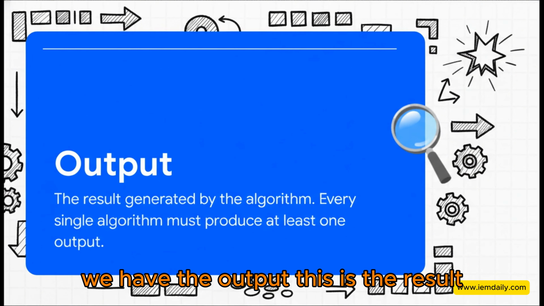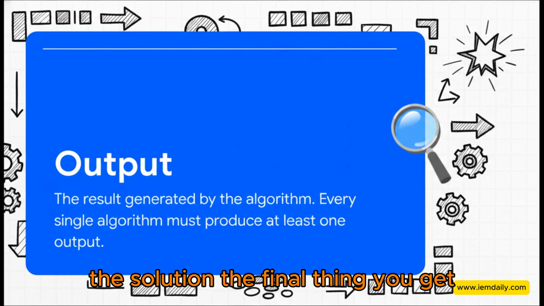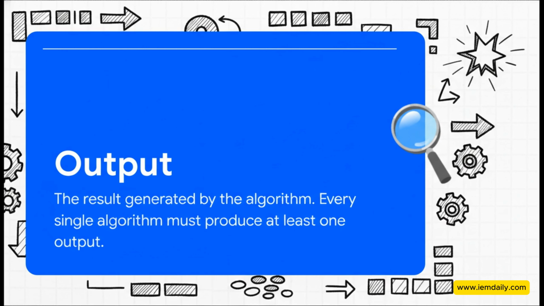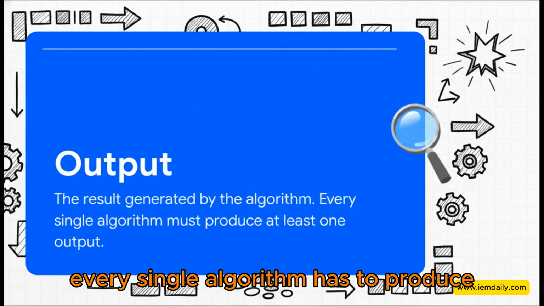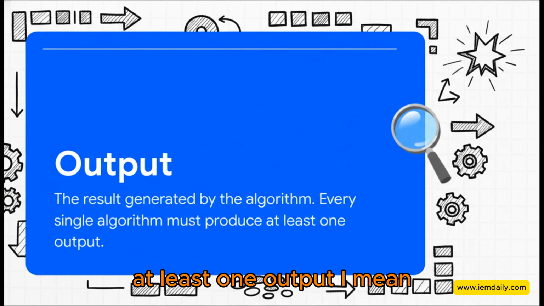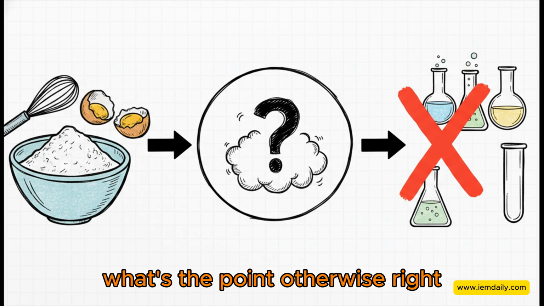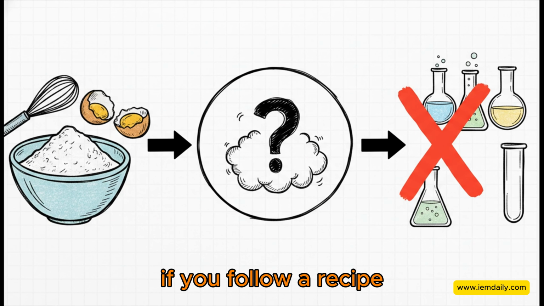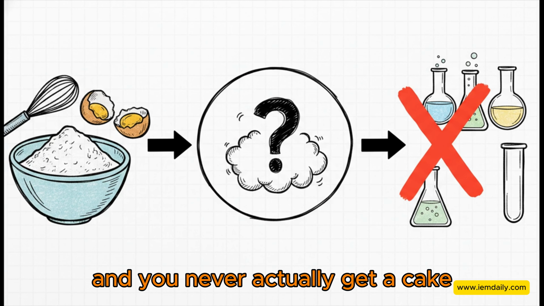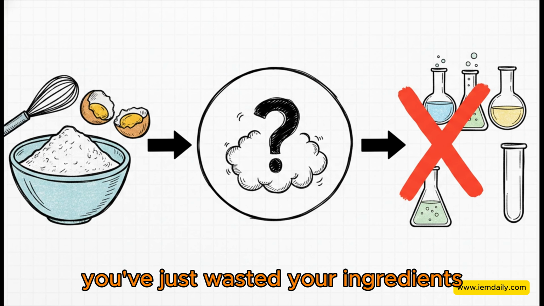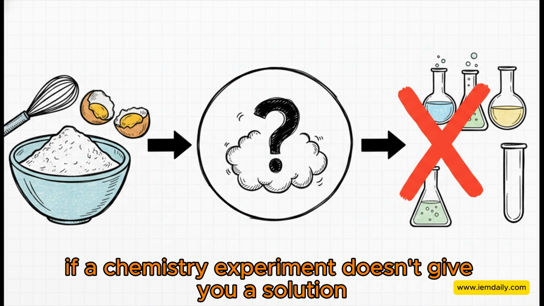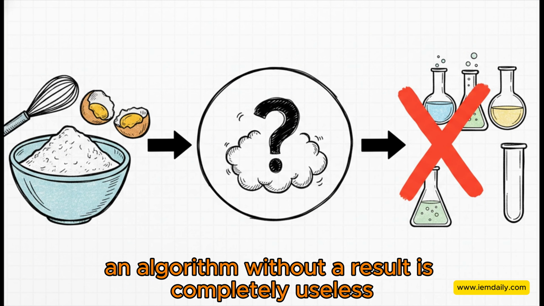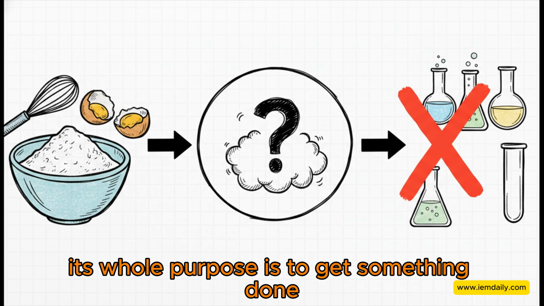Now, on the flip side of the process, we have the output. This is the result, the solution, the final thing you get. And here's the big difference from inputs. This part is not optional. Every single algorithm has to produce at least 1 output. What's the point otherwise, right? If you follow a recipe and you never actually get a cake, you've just wasted your ingredients. If a chemistry experiment doesn't give you a solution, you've wasted your time. An algorithm without a result is completely useless. Its whole purpose is to get something done.